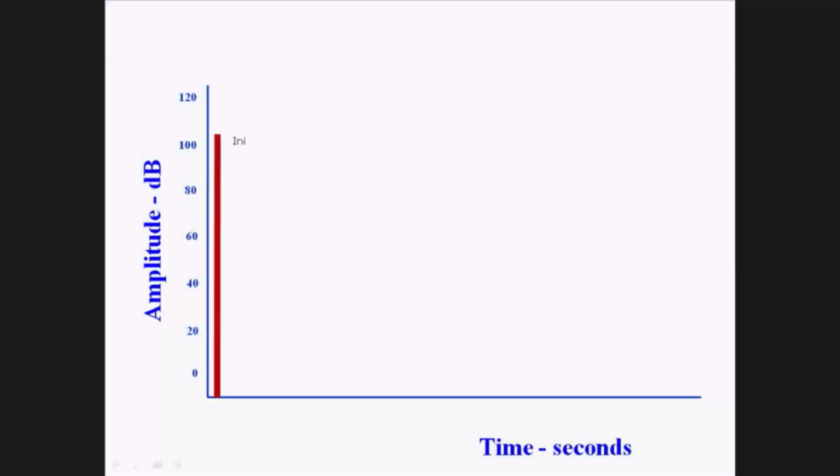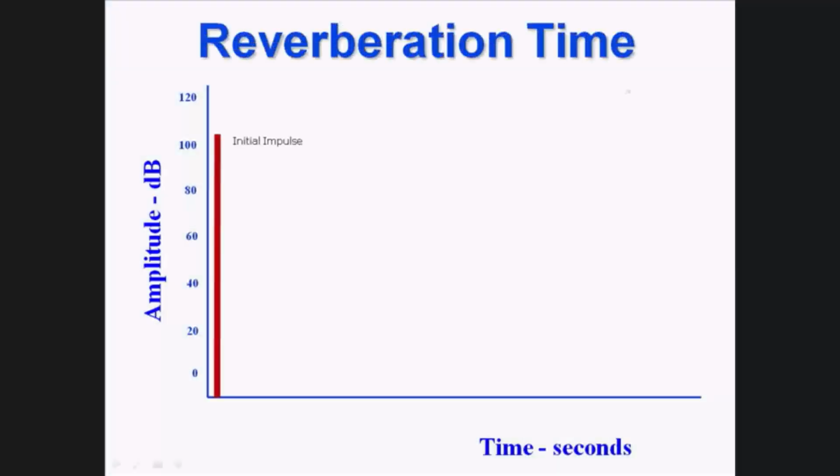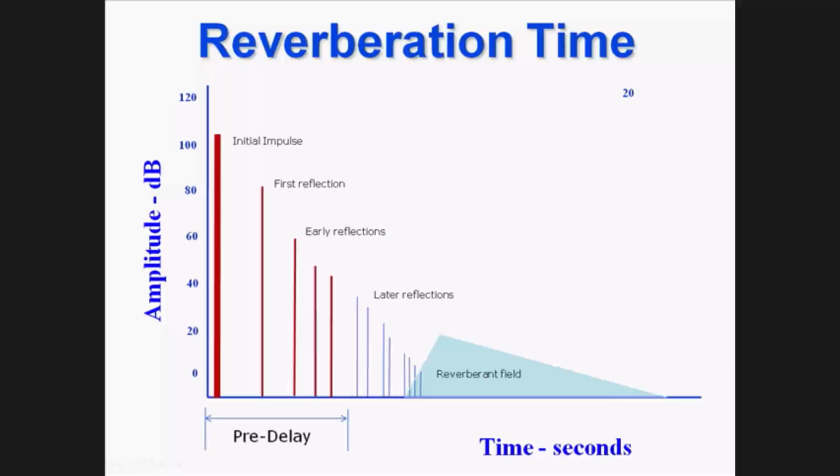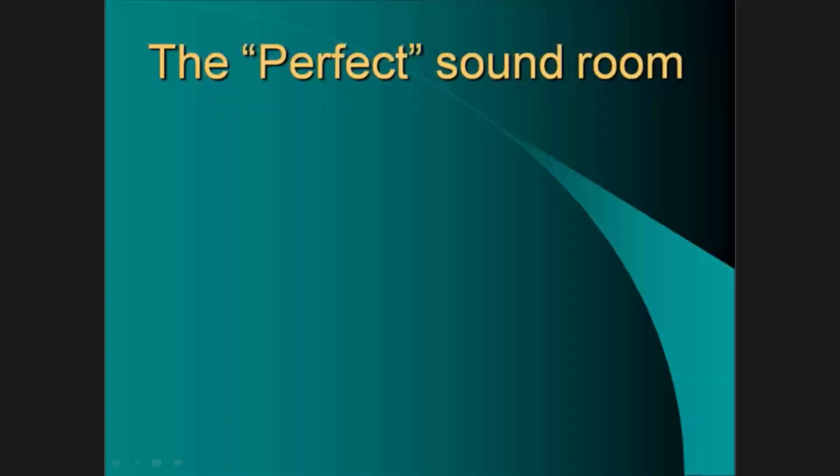We can see the effect of this in this graph. We start with the initial impulse sound, followed by our first reflections, then by early reflections, later reflections, and then finally the reverberant field. Again, notice this concept of pre-delay. We'll see that again. So what makes the perfect room for recording?